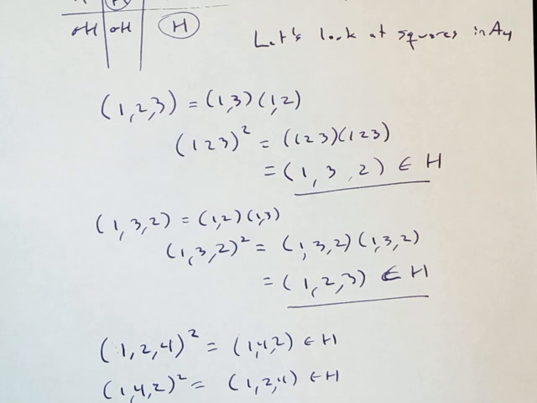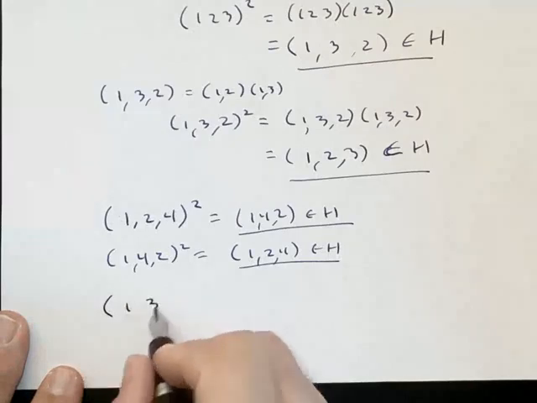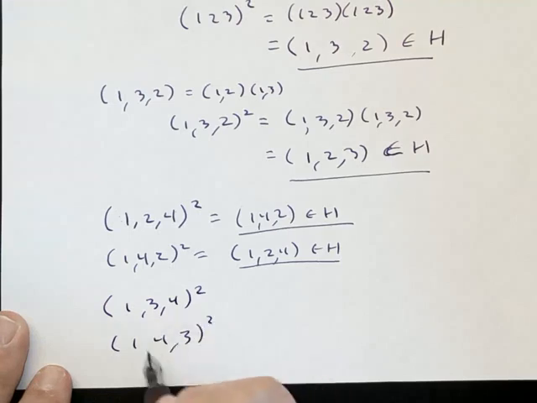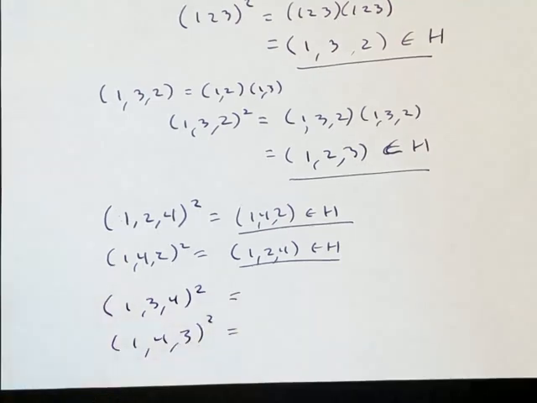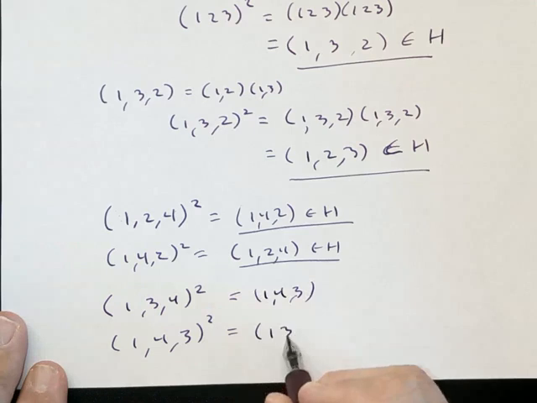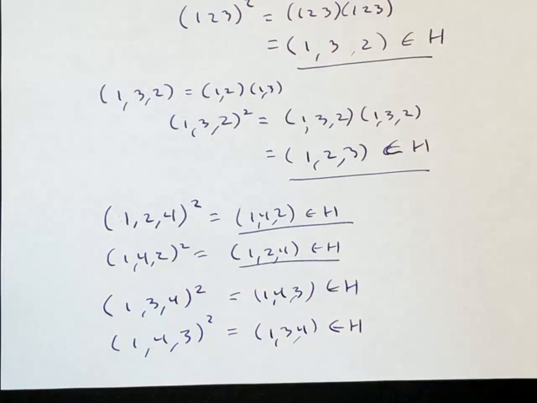I'm a sneaky mother. Wait a minute. I have two more things that are in H. Thing 3, thing 4. What happens if I do (1 3 4) squared and (1 4 3) squared? Get those respectively. Exactly. Thing 5, thing 6, no matter what else I square, I should get something from this group of 6, right?